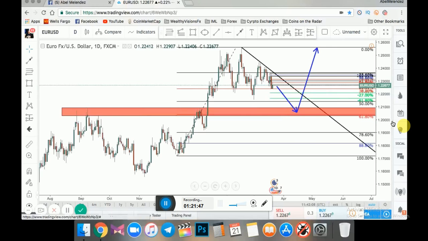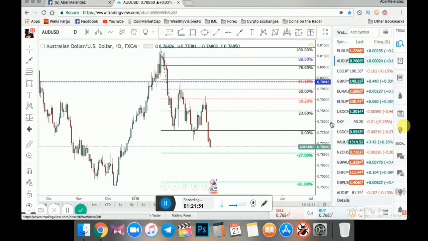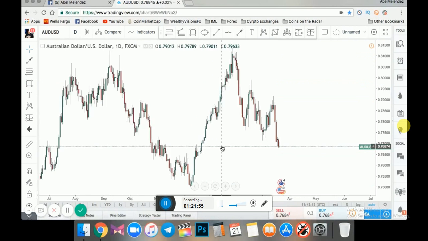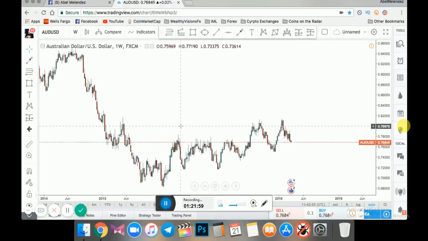Okay, now let's see what else we got. AU, right? I'm pretty sure AU will be the same exact concept, right? Because of the strength of the dollar. That strength of the dollar really plays a big part. I'm telling you guys right now, right?